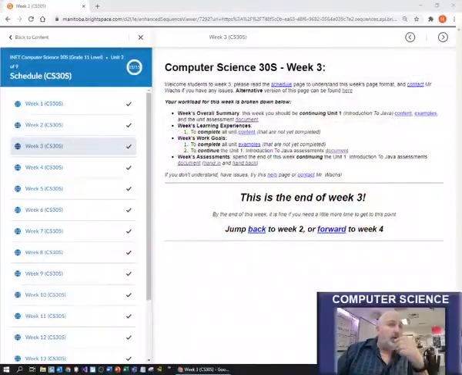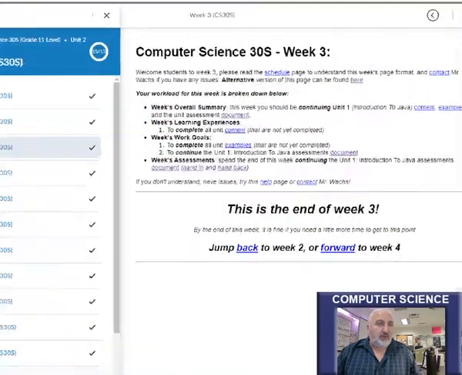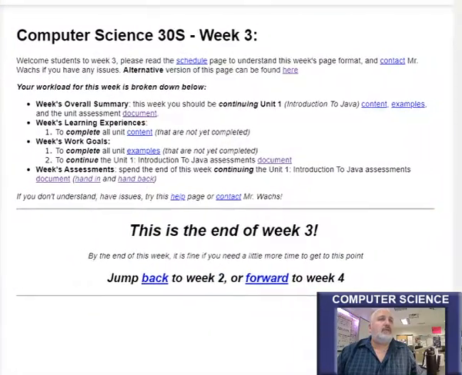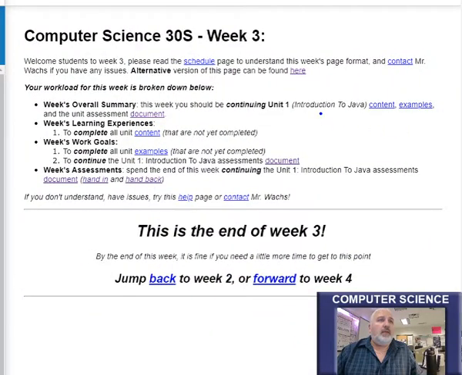Let's take a look at the schedule page for this week and I'll go over the details on that page. So this week you should be continuing Unit 1, the Introduction to Java. At this point, you might still be looking at the content. So you notice here I'm now starting to use the word complete, which means, and again, it's self-directed learning, so you might be a little ahead or a little behind. But in general, this would be a good idea to get to this end point sometime this week or into week 4. Same with the example.